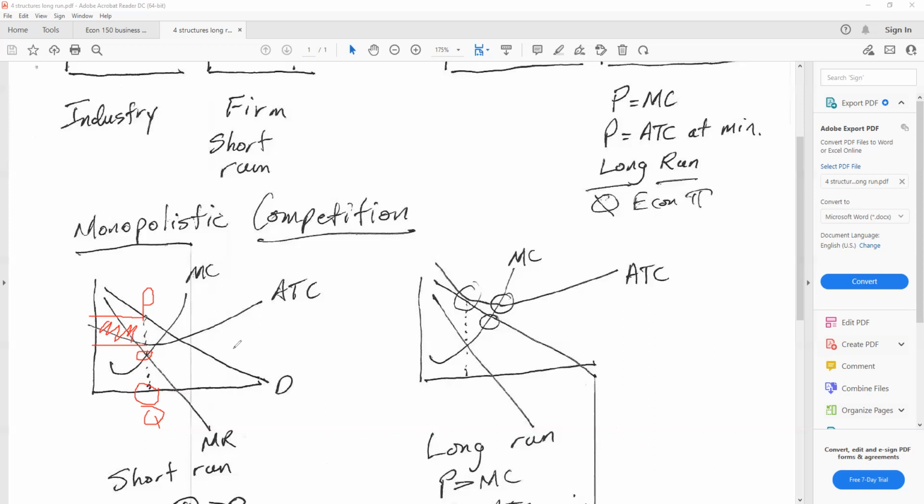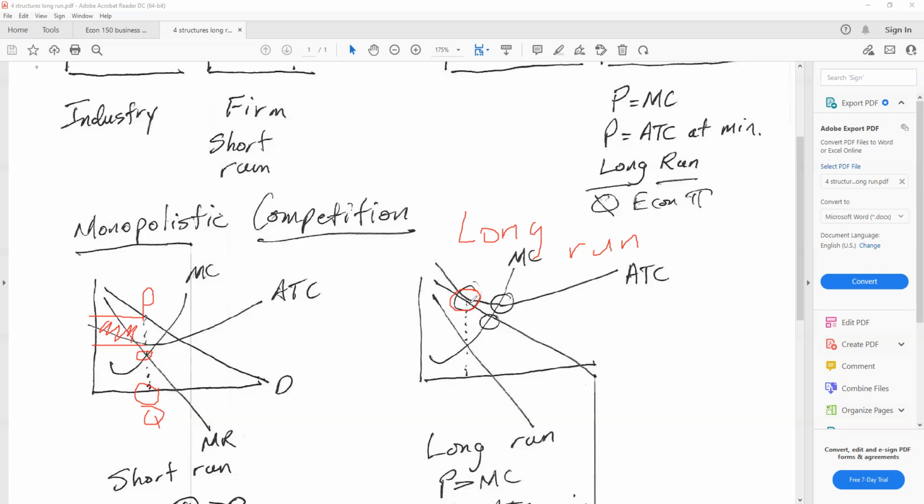Now, in the long run, because of those low barriers to entry, because it's a differentiated product so there are still substitutes, and because there are still many sellers, more sellers will come into the marketplace. The price for each firm in monopolistic competition is going to be lowered. So this is the long run for monopolistic competition, and this is what our graph looks like. Importantly, the average total cost curve is tangent at that price level where we are maximizing our profit.